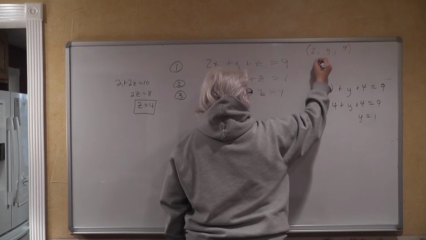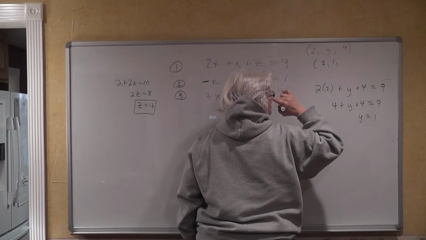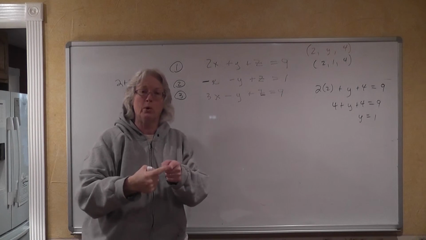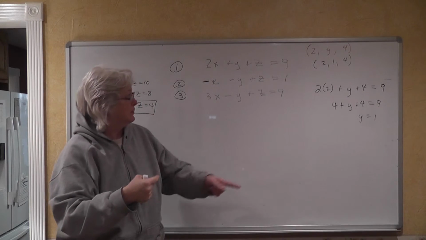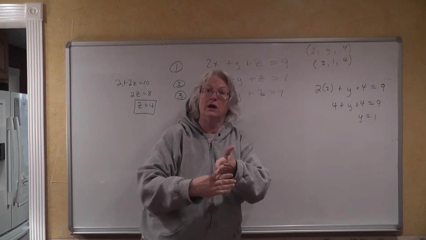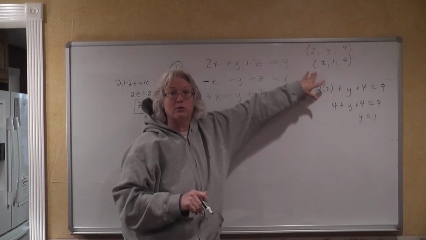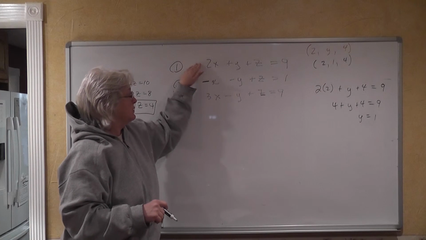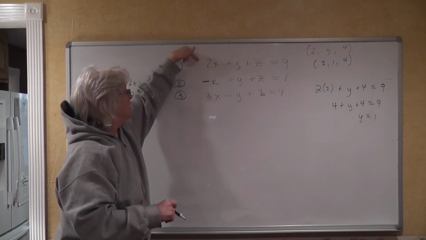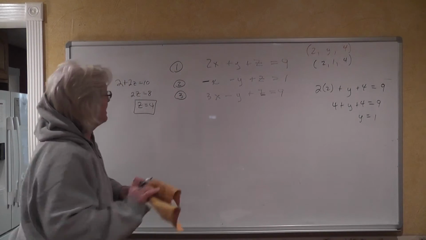So we now theoretically have the solution to this system of three equations, and it's the point in space with the coordinates of 2, 1, and 4 where these three lines intersect. And how do we verify that we do in fact have the correct solution? Well, this is when you have to go back and put the ordered triple into all three of your original equations. So we'll do that right quickly.